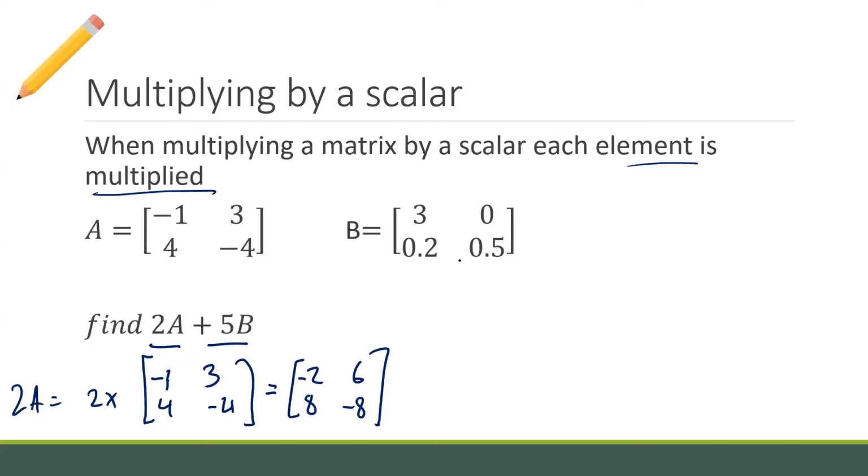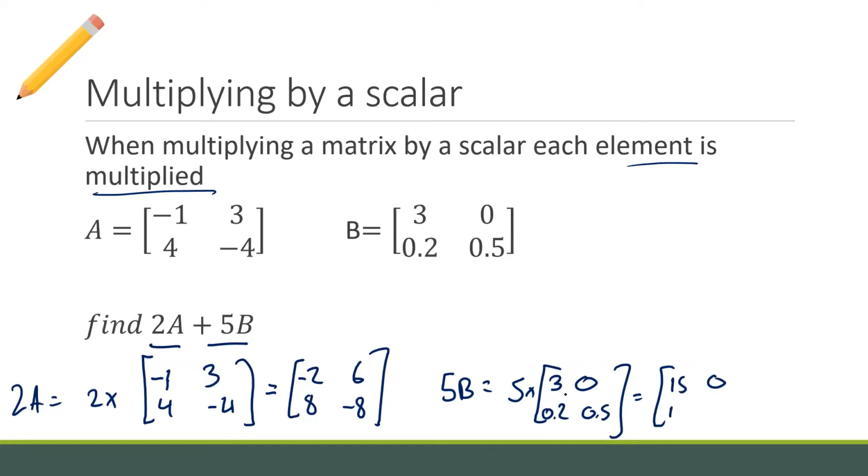Let's do the same thing now down here for 5b. So 5b is going to be the same as 5 times the matrix 3, 0, 0.2, 0.5. 5 times 3 is 15. 5 times 0, still 0. 5 times 0.2 is 1, and 5 times 0.5 is 2.5. If you're not as quick at dealing with decimals as I am, and you want to use a calculator, that's fine, but you should be pretty quick at dealing with them by this point in time.